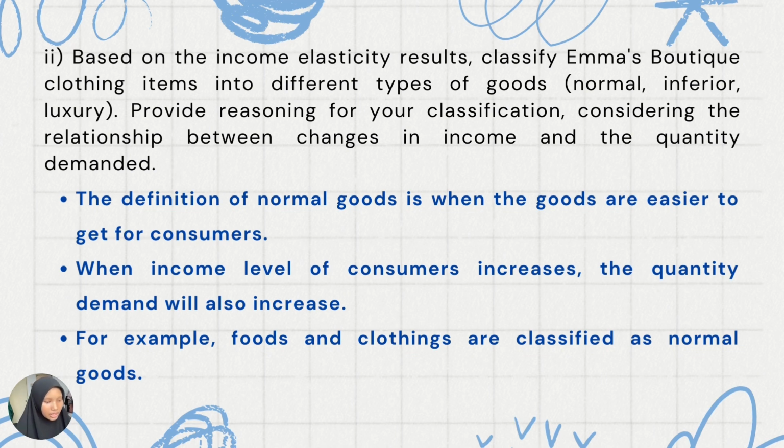For the second Roman, the question is based on the income elasticity results. Classify Emma's boutique clothing items into different types of goods, which is normal, inferior, or luxury. Provide reasoning for your classification, considering the relationship between changes in income and the quantity demanded. So the first one, the definition of normal goods is when the goods are easier to get for consumers. Second, when income level of consumers increases, the quantity demand will also increase. For example, foods and clothing are classified as normal goods.